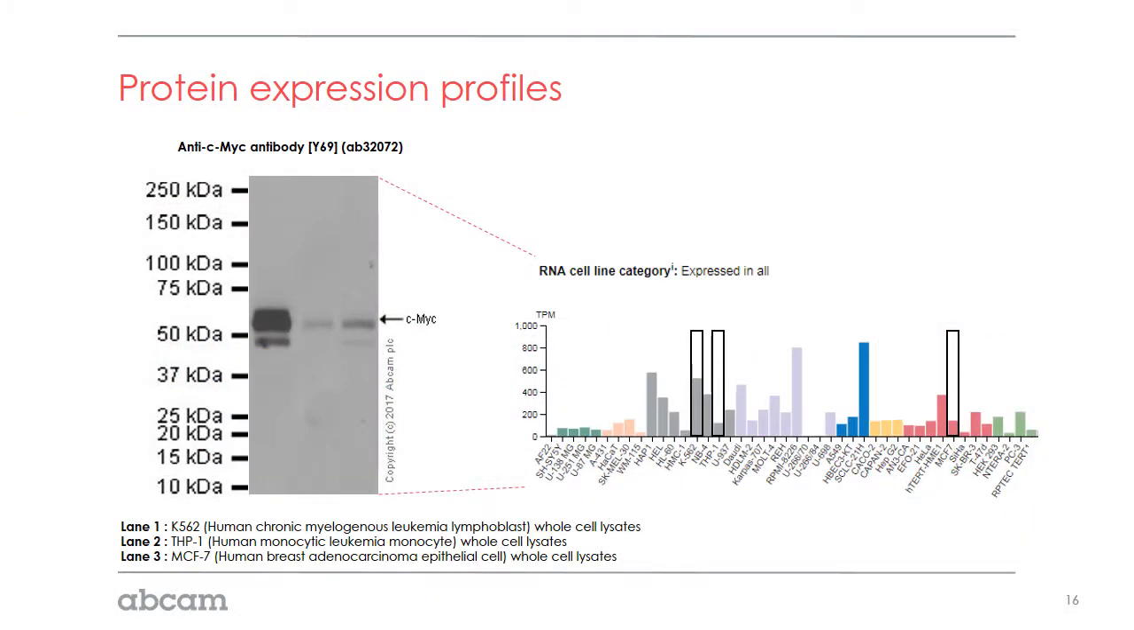So for my target of interest, c-Myc, I found RNA expression data for different cell line types using the Human Protein Atlas. We picked K562 as a positive control and THP1 and MCF7 cells as cell lysates with a lower c-Myc expression. As you can see here on the Western blot, the protein expression observed using our antibody corresponds nicely to the mRNA expression data, which indicates that this antibody is specifically detecting c-Myc.